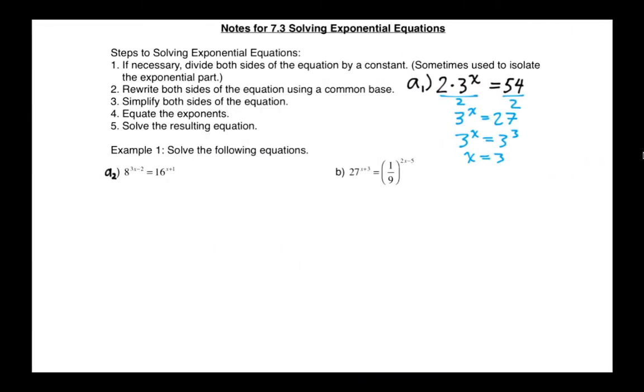We'll head back over here to the examples and take a look at the next one, where we've got 8 to the 3x minus 2 equals 16 to the x plus 1. So if I take a look at my step 1, it says, if necessary, divide both sides of the equation by a constant, which could be used to isolate an exponential part. Well, we've got two different bases, two different exponential functions, and they're not multiplied by anything else, so it doesn't look like I need to divide both sides of the equation by anything in order to proceed.